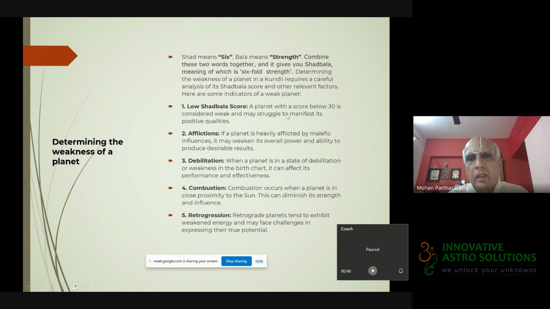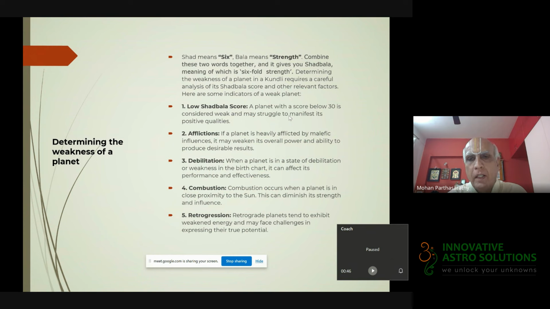Shadbala is a score. If a planet scores less than 30, it is considered to be weak, and it may struggle to manifest its positive qualities. Affliction: a planet is said to be afflicted when it is influenced by malefic planets, which weaken the overall power and ability of the planet.